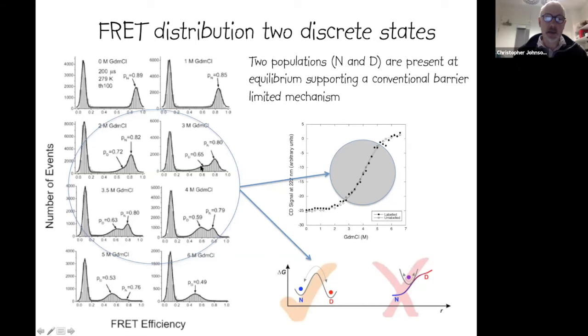decreases, and this denatured state corresponding to the molecule being unfolded, the fluorophores are further apart, and therefore the FRET efficiency is significantly reduced. This denatured peak starts to build in amplitude, and eventually, as we get to very high denaturant concentrations, we essentially have only one species.